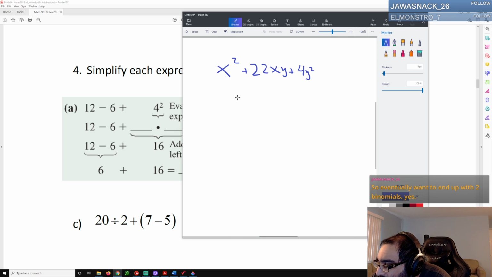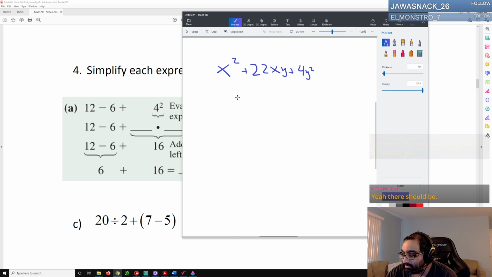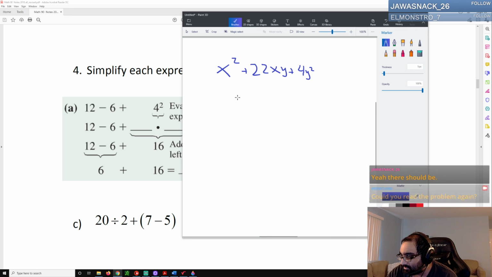Take a look at the number in front of x squared. Is that a 2 or anything like that? I just want to be sure there.